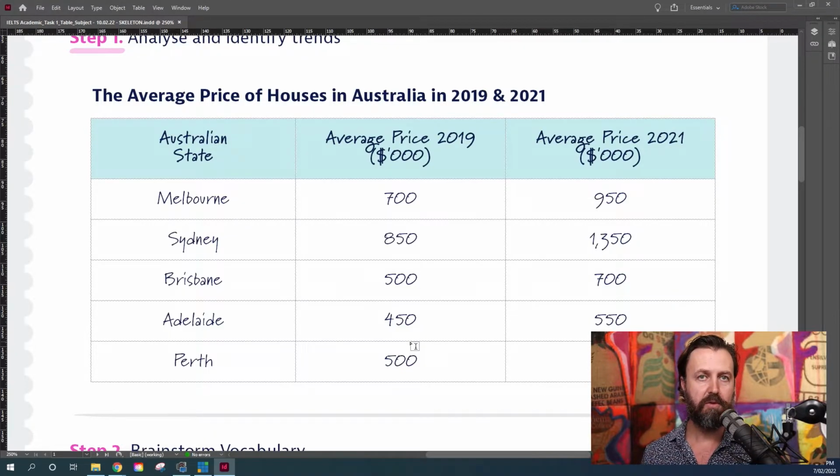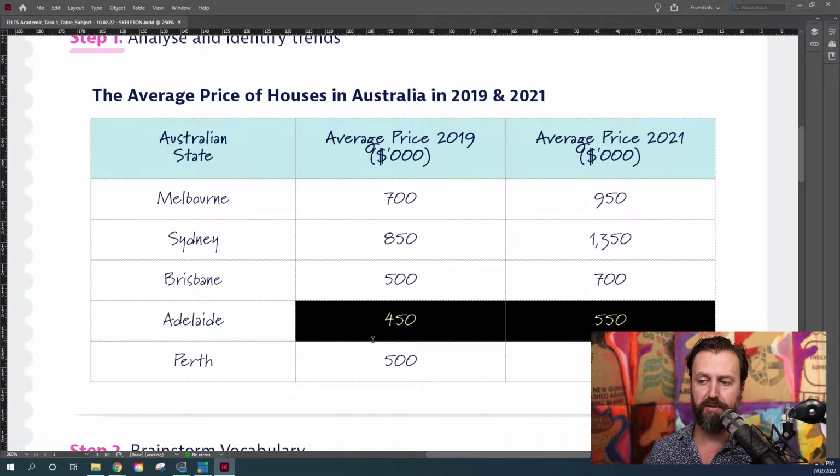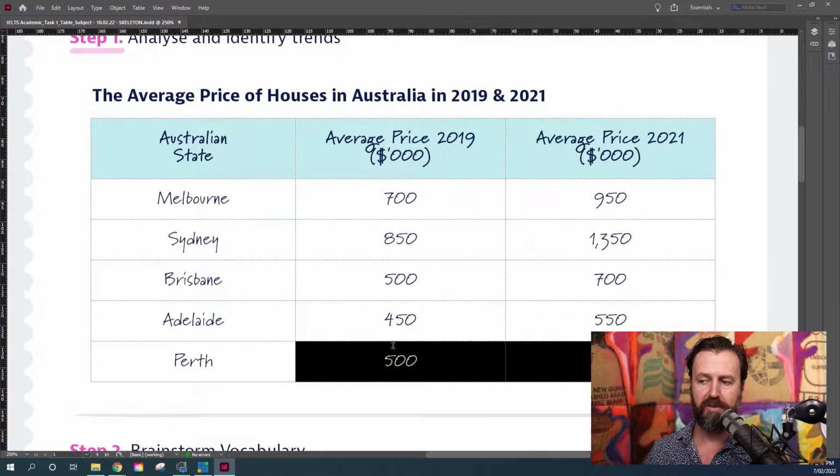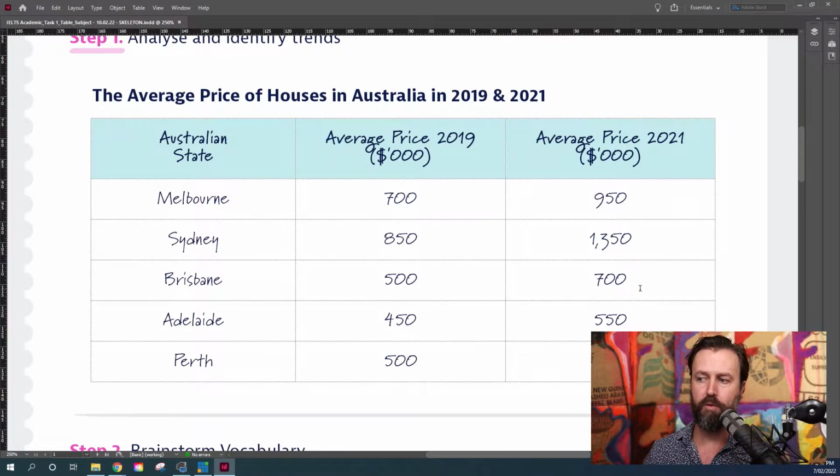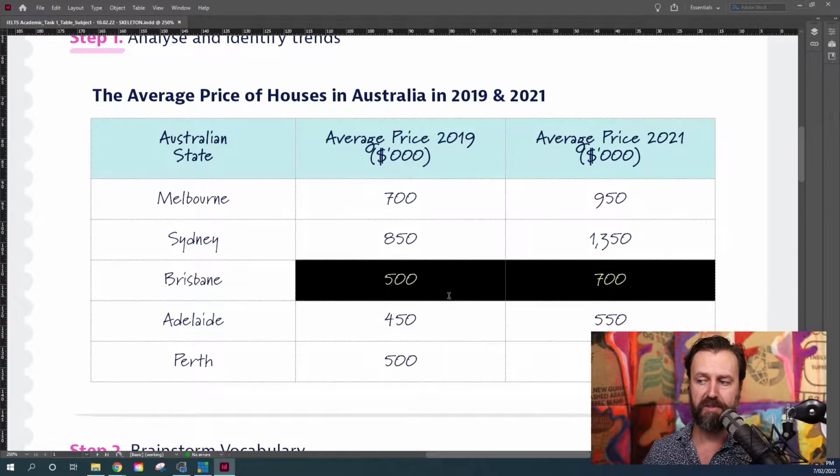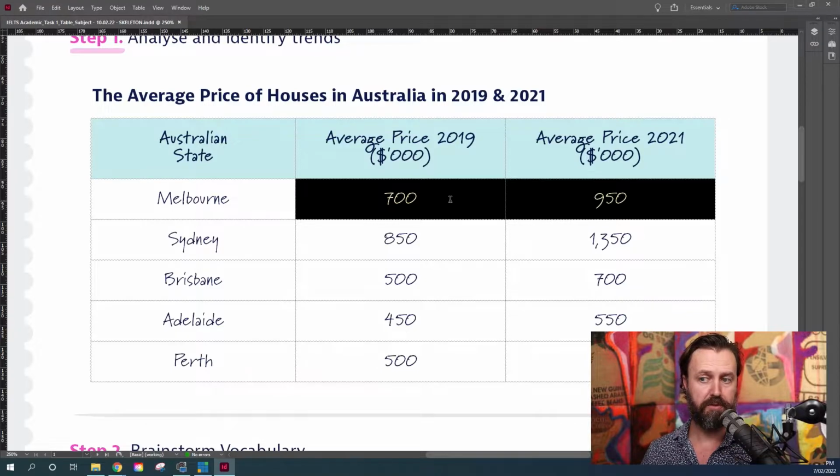One thing that we always talk about with academic pieces of writing when we're doing them for IELTS is which pieces of information can we group together? Okay, so in this case, we can group together Adelaide and Perth because they're going up by 100,000 each. So 450 to 500, that's 100,000. And obviously Perth is also 100,000. We could also group Brisbane, which is going up by 200,000, and Melbourne, which is by 250,000. Now, they're not the same, but we can still group them together.